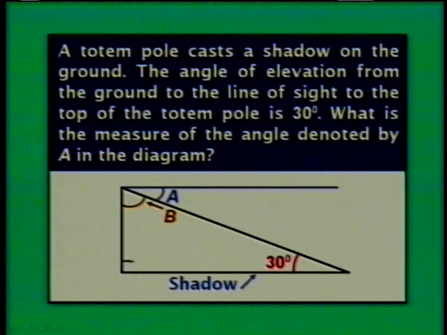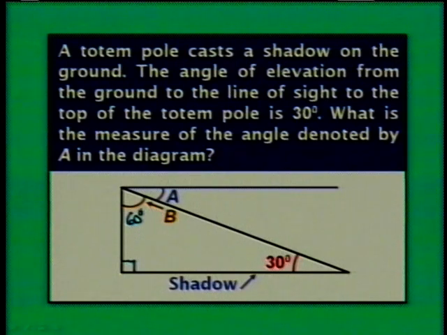So this angle has a measure of 90 degrees. I'm also given this 30-degree angle. So the angle B, when I add that to the 30-degree angle and the 90-degree angle, must add up to 180 degrees. Well, if I have a 90-degree angle and a 30-degree angle, that's 120. So B must be 60 degrees. But I wasn't asked what B was. I was asked about the measure of angle A.